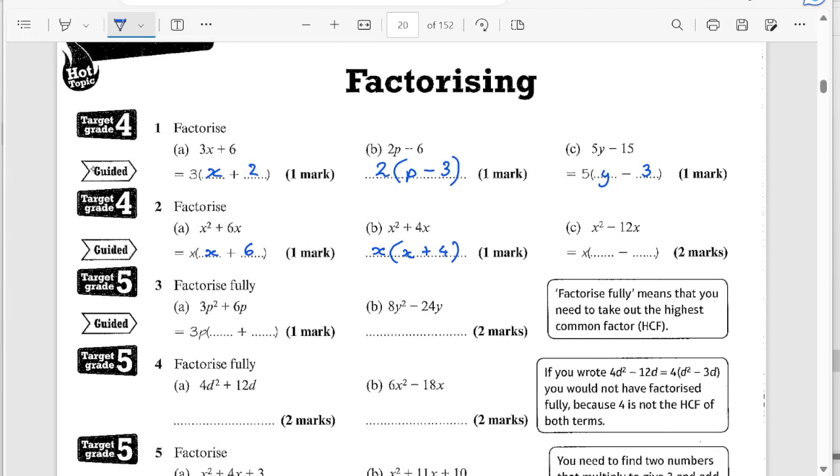And then the final one of this row, we've got x already taken out as a common factor. What would we need to times x by to get x squared? Again, x. And what would we times x by to get 12x? That would be 12 with a negative symbol in the middle.